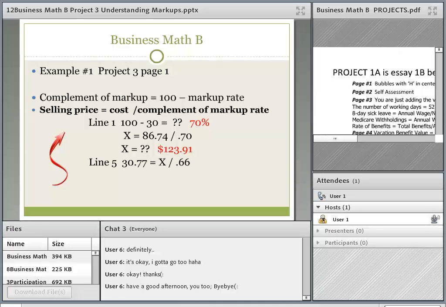Okay, now on line 5, you're going to do the same thing, but you've got the selling price and you have the complement of the markup. So you need to find the cost. You're just going to plug in the pieces that you have. And of course, to isolate x, you're going to multiply both sides by the 0.66. And that would be your answer then. So basically, you're taking the numbers in the formulas and you're just going to plug them in.